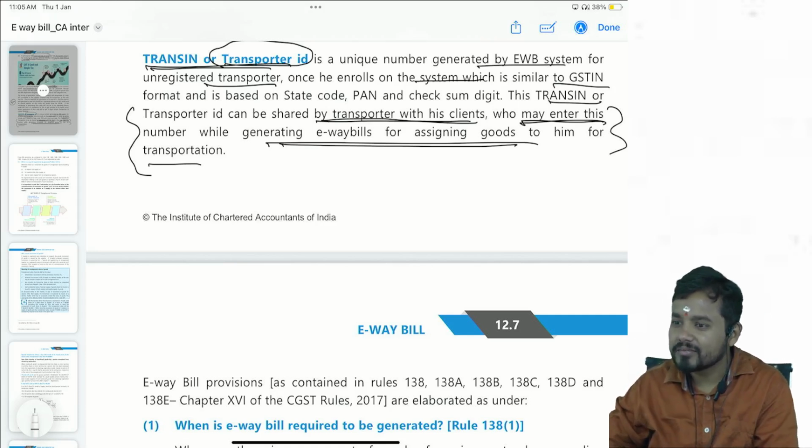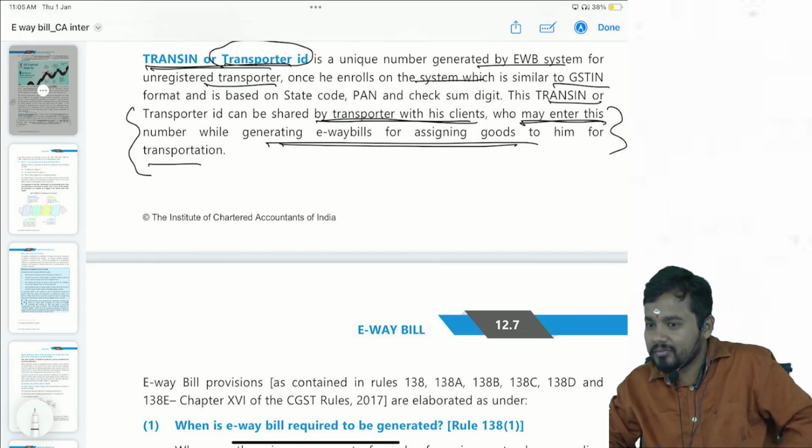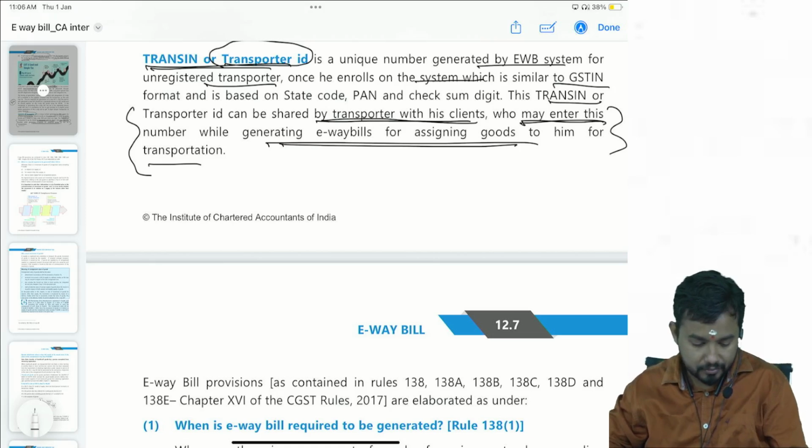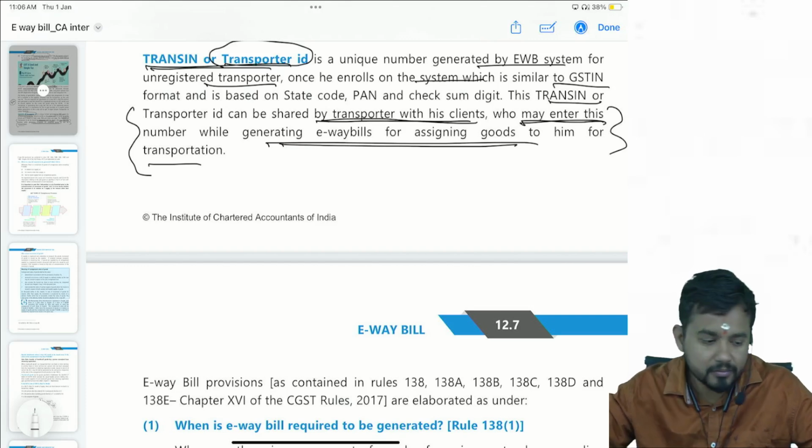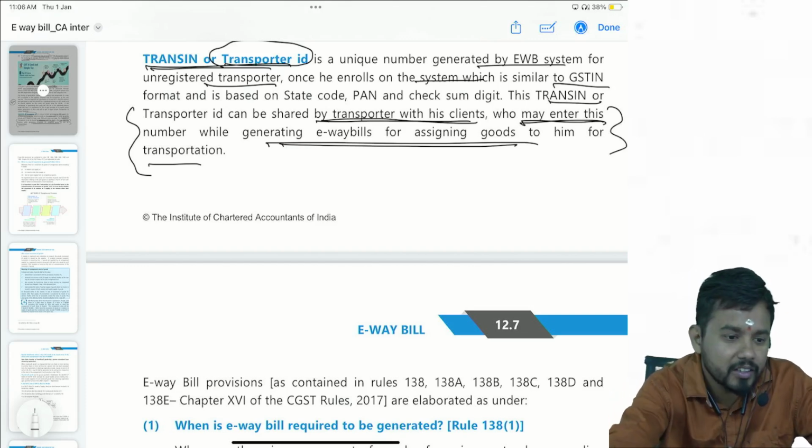Why? Here only, no? Still required? Still required? Why? How you are saying?